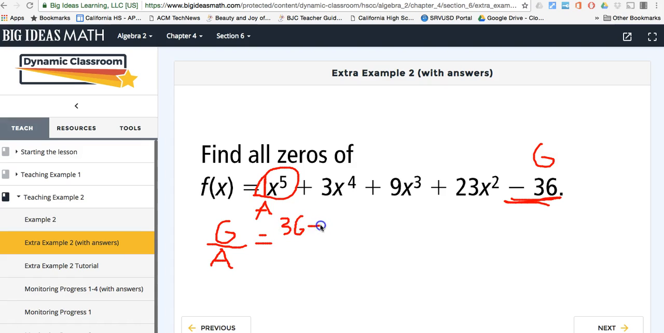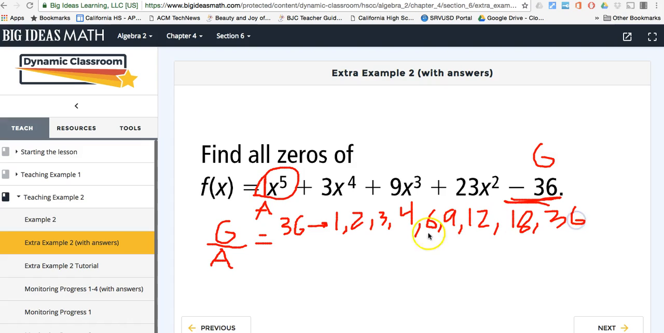So first thing to do is you know that your constant is 36. So that means all the factors of it are 1, 2, 3, 4, let's see, 6, we've got 9, we've got 12, we've got 18, and 36. So this is a number that has a lot of factors. And luckily, the coefficient of our largest term, A, is only 1. That's the only factor in there.